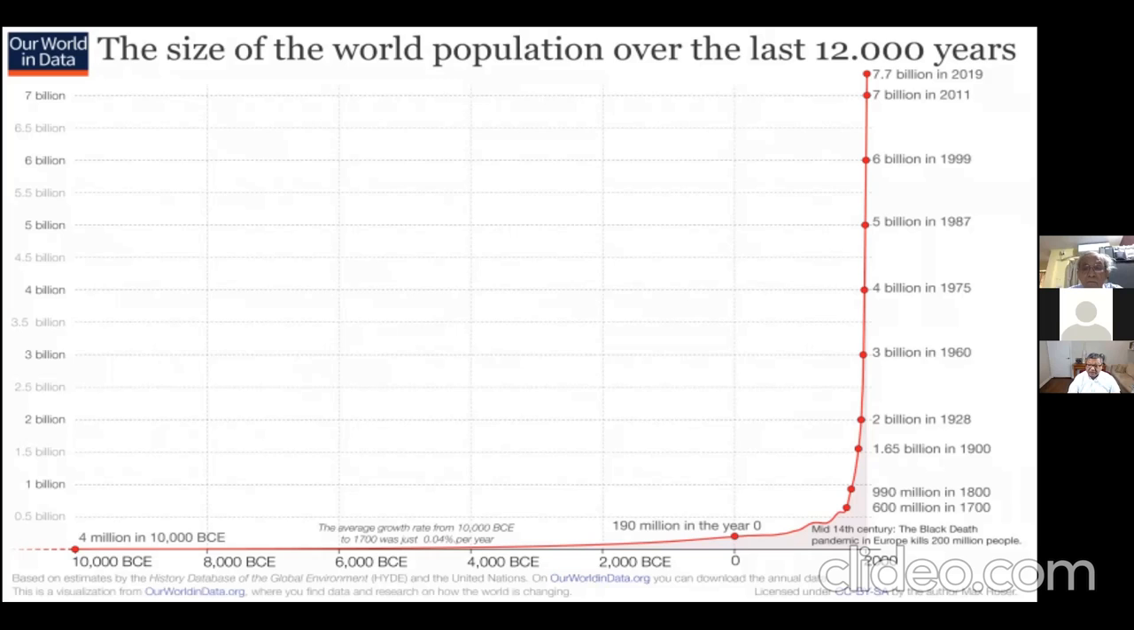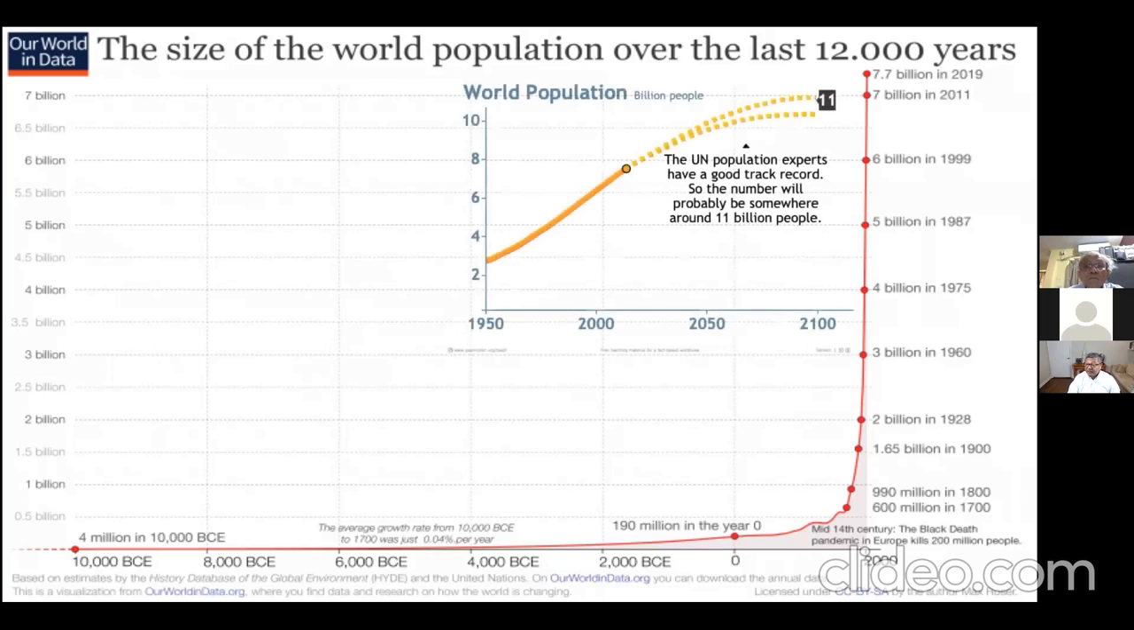The global population is going to go up to about 11 billion people by 2100, about 10 billion by 2050. So another 3 billion people we're going to add to this world. Most of the population growth is going to be in Asia, and most of it actually in Africa.